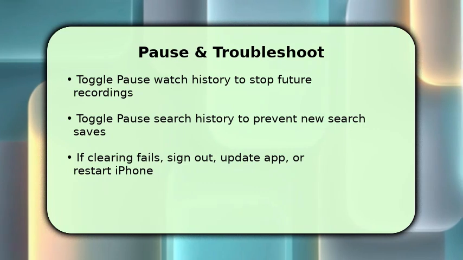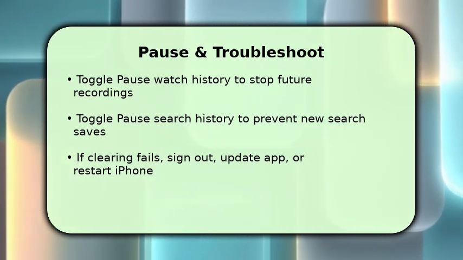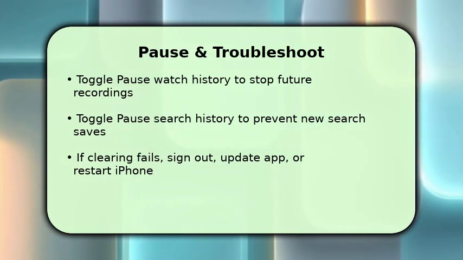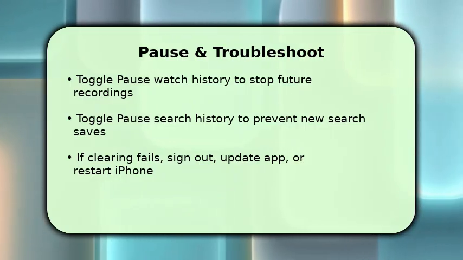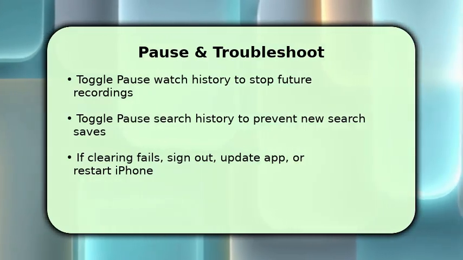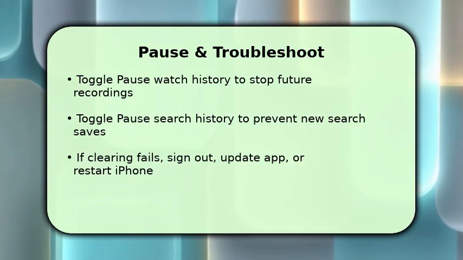Finish by pausing history so new activity won't be recorded. Toggle Pause Watch History and Pause Search History if you want immediate privacy. Pausing stops future saves until you turn them back on, and it's useful when sharing a device.